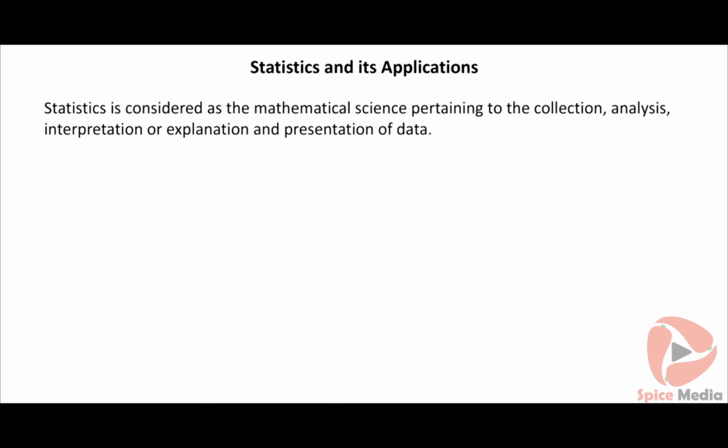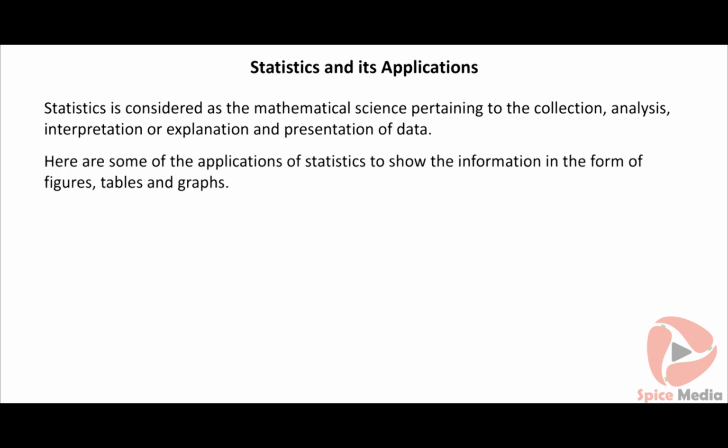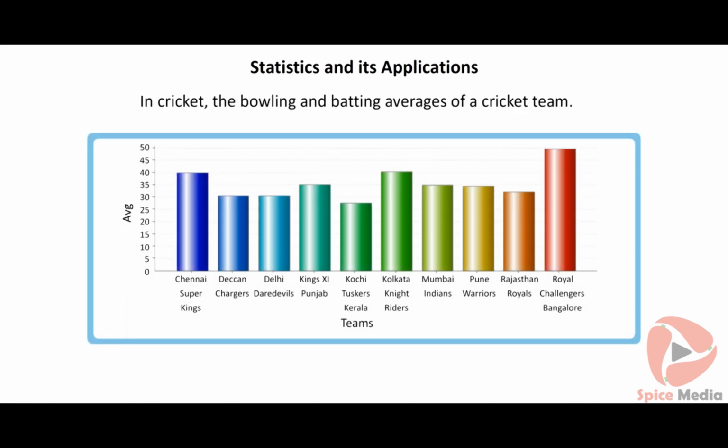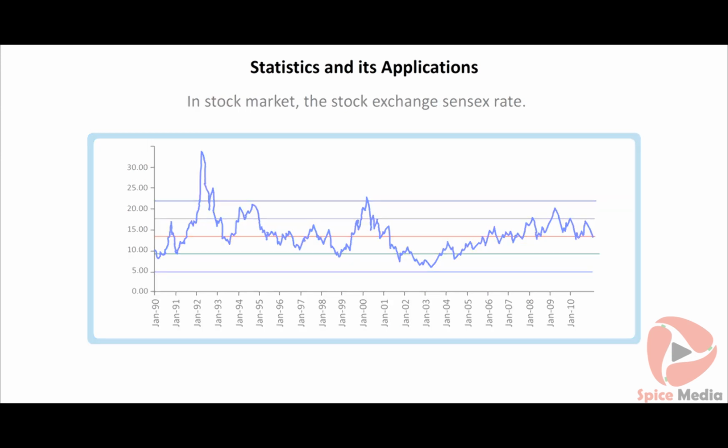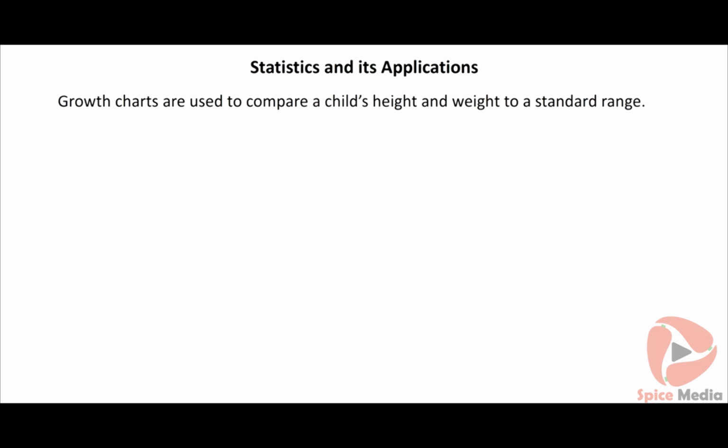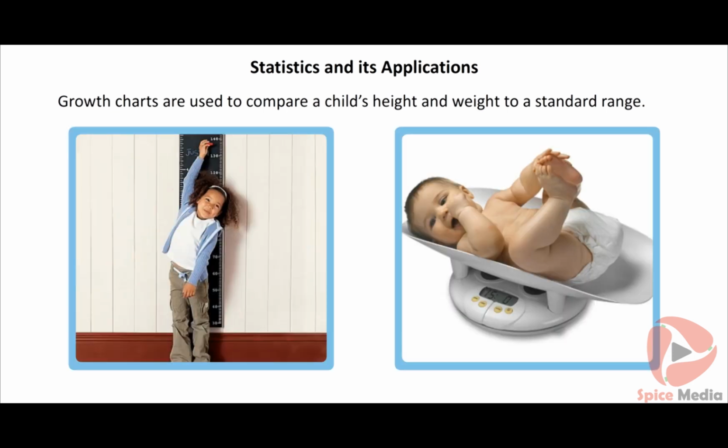Statistics and its applications. Statistics is considered as the mathematical science pertaining to the collection, analysis, interpretation or explanation and presentation of data. Here are some of the applications of statistics to show the information in the form of figures, tables, and graphs. In cricket, the bowling and batting averages of a cricket team. In stock market, the stock exchange Sensex rate. Growth charts are used to compare a child's height and weight to a standard range.